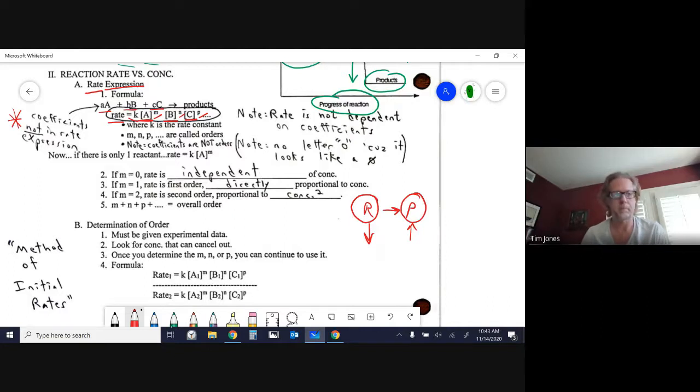And what those are is they are called orders. And simply, an order is how critical is the concentration of that chemical on the rate. In other words, does the concentration of that chemical affect the rate at all? Does it affect it a little bit? Or does it have a dramatic effect? Now you'll notice the letter O was not used because it looks like a 0, and that can get confusing. So often when this is taught, people use M, N, and P or something like that.